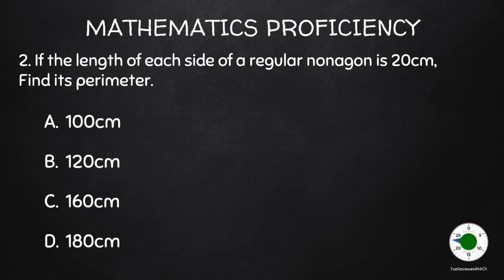Two, if the length of each side of a regular nonagon is 20 centimeters, find its perimeter. A. 100 centimeters. B. 120 centimeters. C. 160 centimeters. D. 180 centimeters. The correct answer is D.